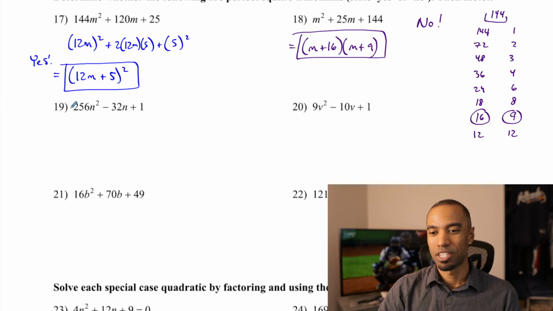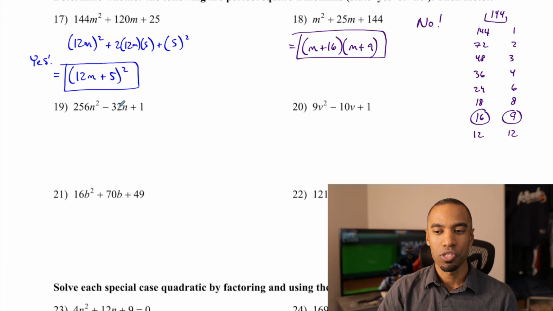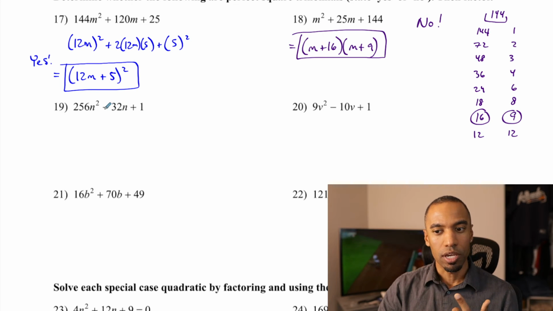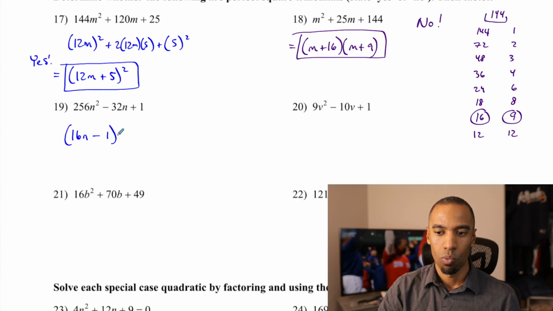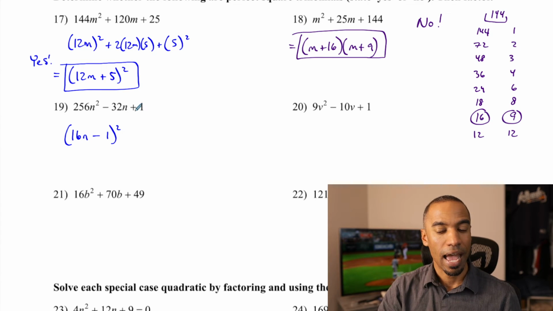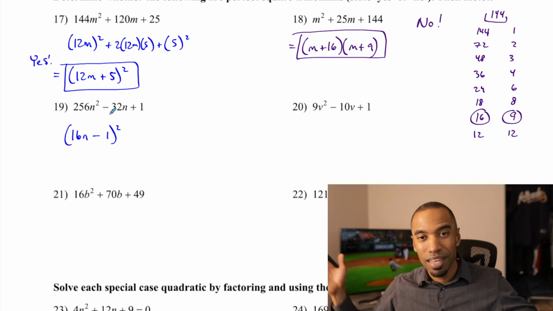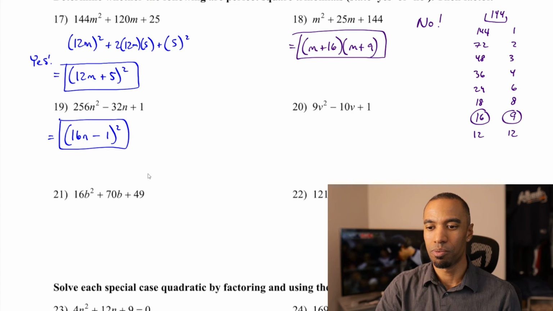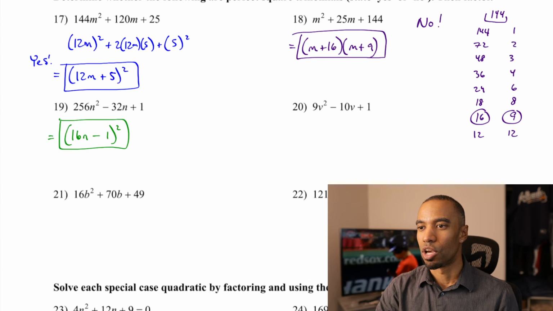All right, this next one here, 256. Hey, that's 16 squared. 1. Hey, that's 1 squared. Is 32 double the product of 16 and 1? You betcha. But you've got to make sure you put a minus here, because this is going to be 16n minus 1 squared. And by the way, that one has to be a plus. If this is a minus, we put a minus there. But that has to be a plus for this thing to work. And I'm done. That's it. That's all I'm going to do. You know what I'm also going to do? I'm going to change this color to green. There we go. Okay. So now I'm done.